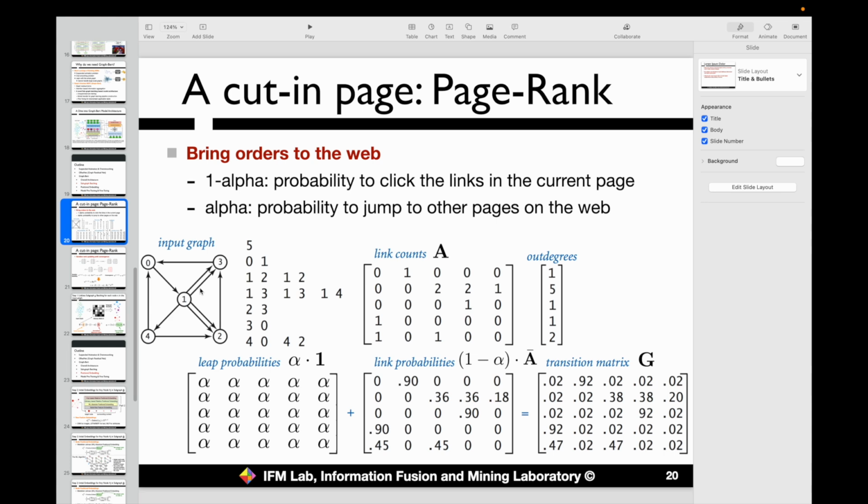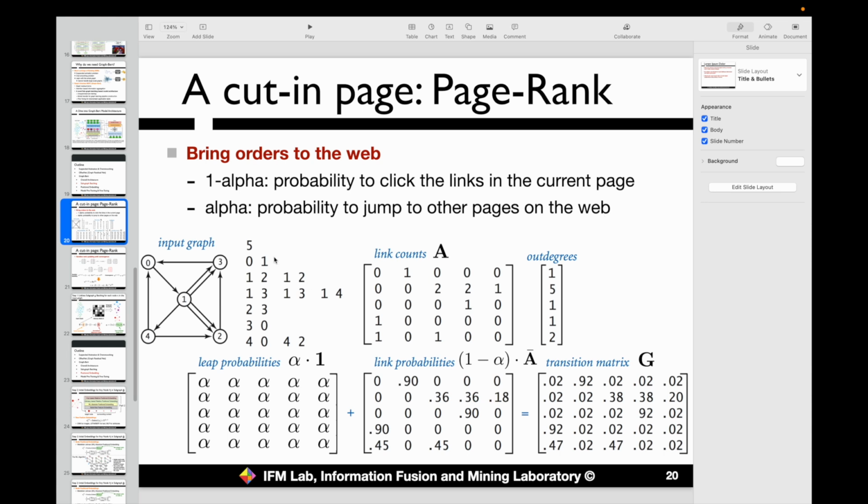On the internet, when we're browsing one web page, we can either follow the hyperlinks on this page to jump to some other pages, or we can jump to some page randomly, maybe not directly connected to the current page, instead, right? Therefore, to model such factors, we have one term called alpha, as shown here, to measure the probability for the user to jump to some other random pages on the web.